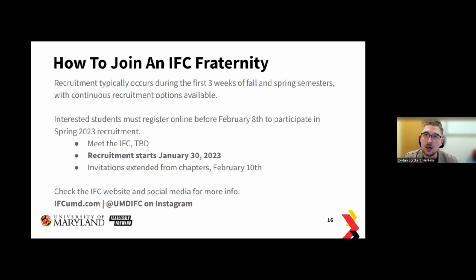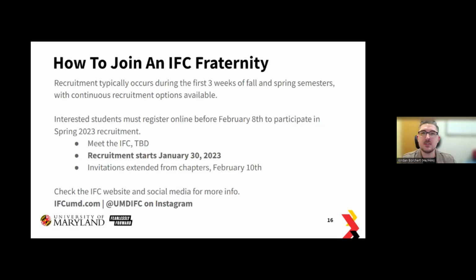Recruitment will start on January 30th, and it typically ends around February 9th. It's about 2 weeks long. During that time, IFC chapters will have a variety of different events. There might be food involved. So if your student is looking to meet some people, but also eat some good food, they usually have food involved in their events. They might do things around community service or things that each organization values, but they'll have that sporadically for the second and third weeks of the school semester.